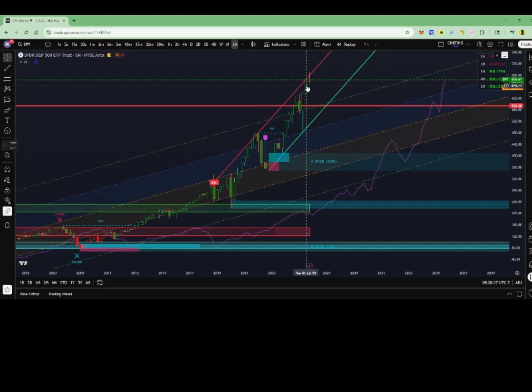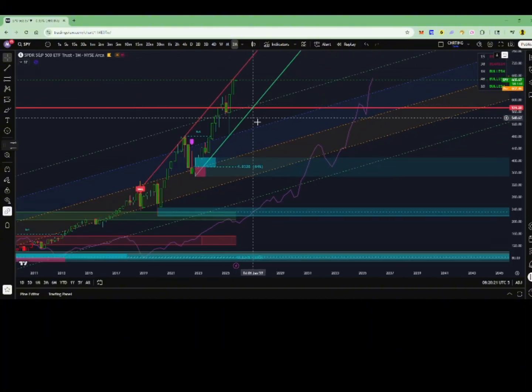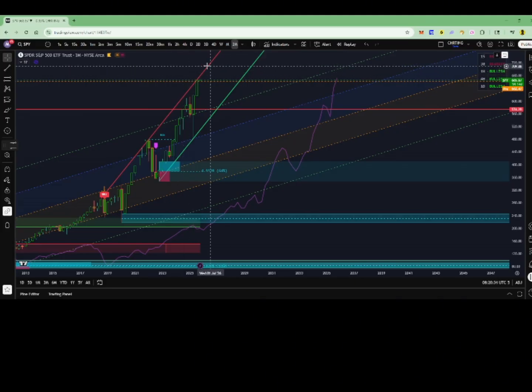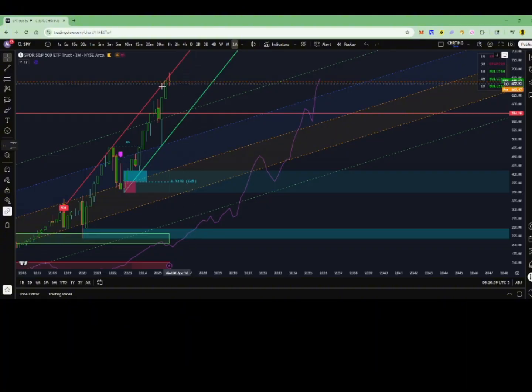Now, as you can see here in the 3-month chart, we're way overextended, so that means we're going down. So I'm guessing around maybe 400, 450 on the SPY chart, give or take. That's just a guesstimation. And yeah, anybody that tells you, hey, just buy, we're in a bull run, they're lying to you.